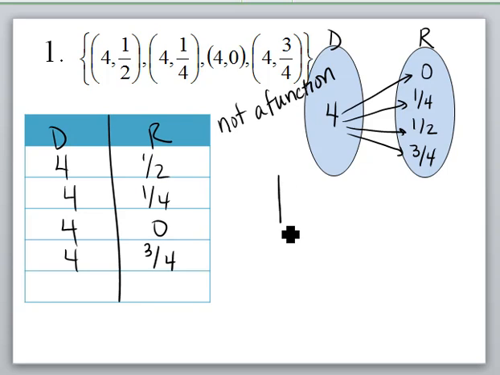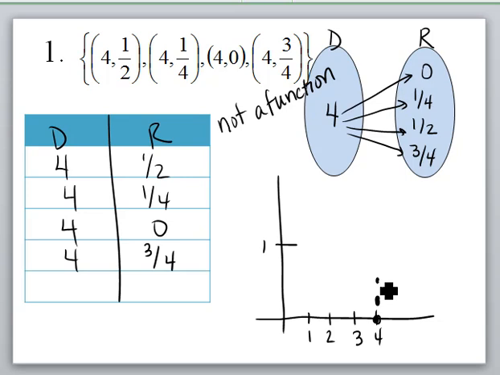The last thing I want you to do is graph this, and I did not have a graph already on my screen because these numbers were so close together. So I'm actually going to put 1 way up here so you can see it a little bit better. I've got (4, 0) to graph, (4, 1/4), (4, 1/2), and (4, 3/4).